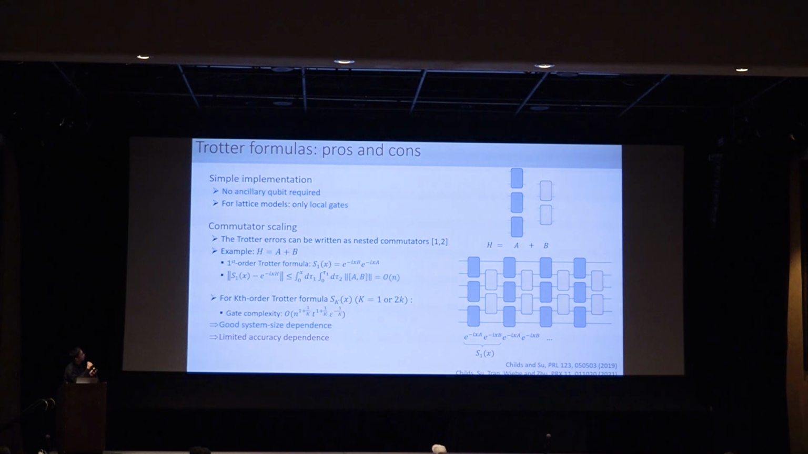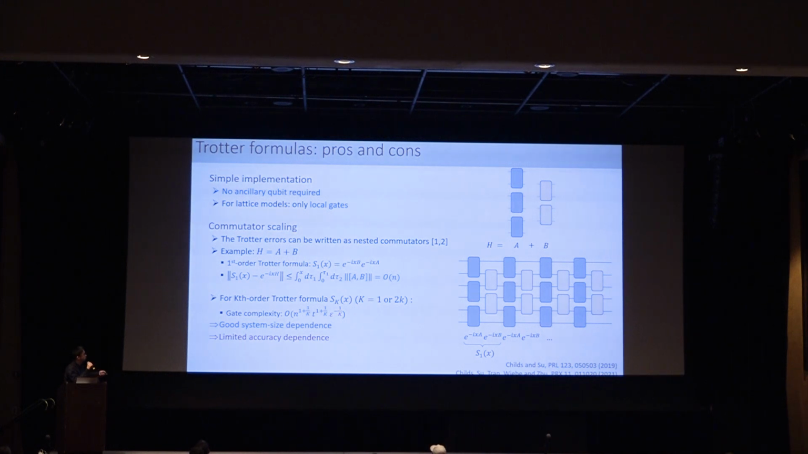First, it has no ancillaries. Second, its implementation will keep the locality of the Hamiltonian. And also it has a very unique feature called commutative scaling. Basically, the Trotter error can be expressed by the commutators of the Hamiltonian components.